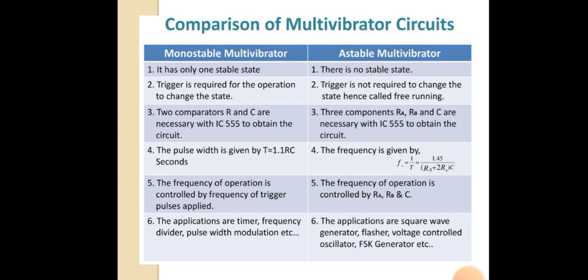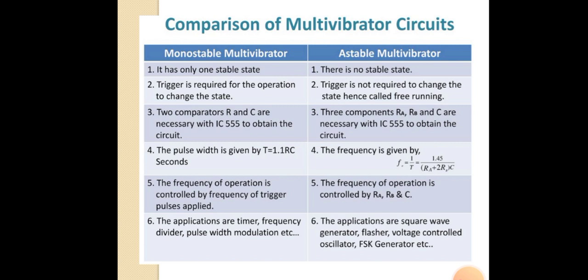In the astable multivibrator, three components, that is RA, RB and C, are necessary with IC555 to obtain the circuit. The pulse width is given by T equals 1.1 RC seconds in the monostable multivibrator, whereas in the astable multivibrator, the frequency is given by F equals 1 by T. The frequency of operation is controlled by the frequency of the trigger pulse applied in monostable. The frequency of operation is controlled by RA, RB and C in astable.